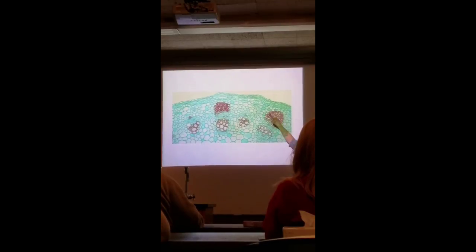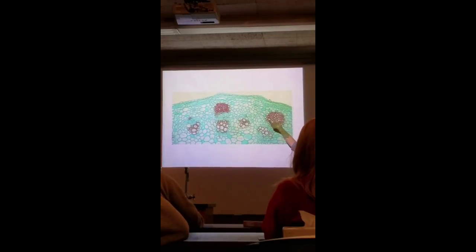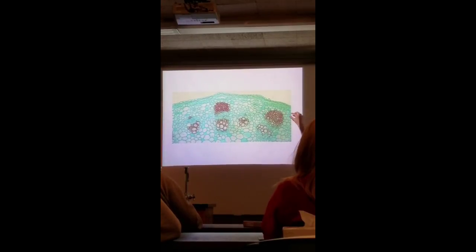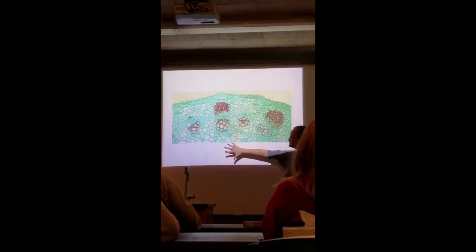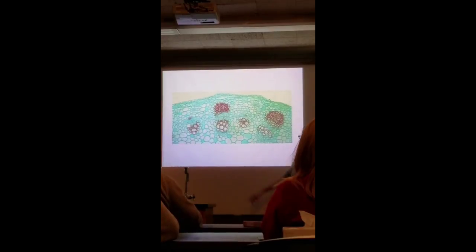Fine. What's this specific tissue right here? Phloem. And then we have xylem. And running in between the two, vascular cambium. This region of cells right here that gets kind of smushed is the cortex, and in here is the pith. Okay.